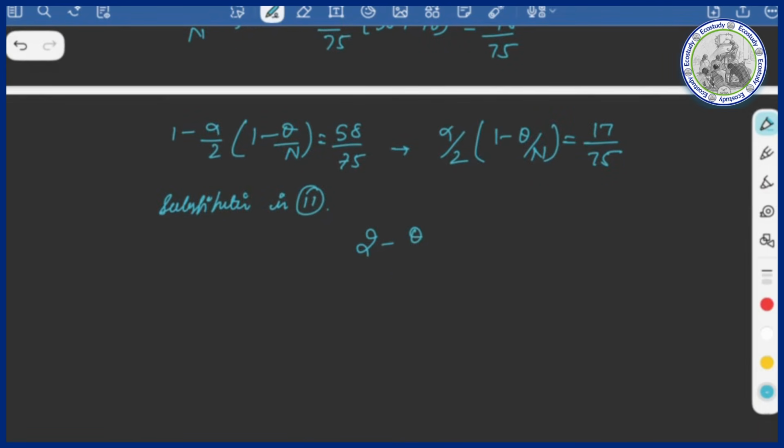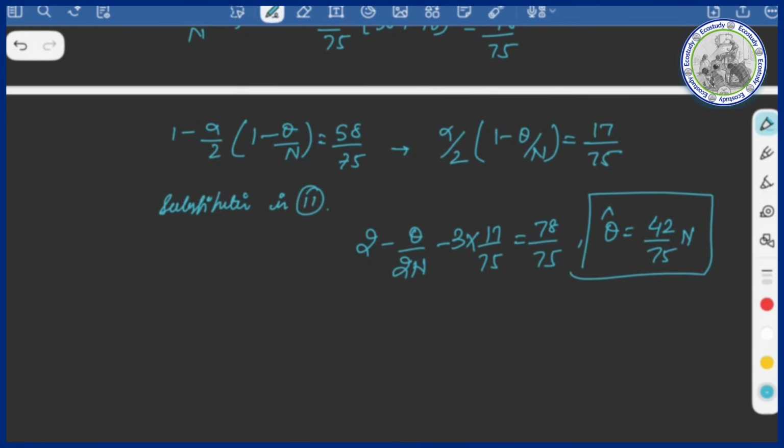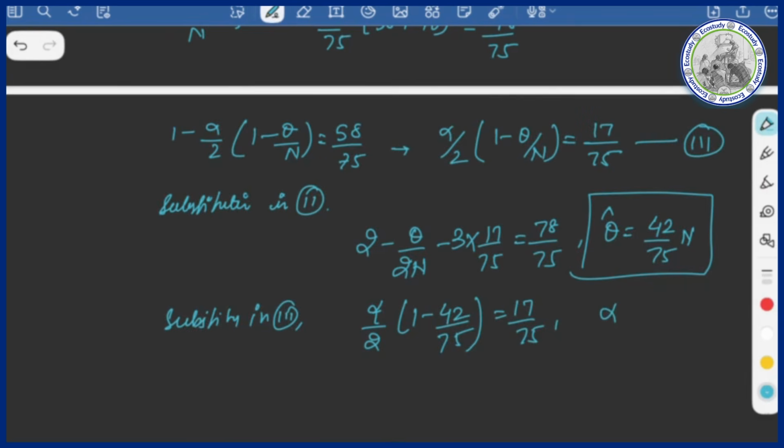You get 2 minus theta upon 2n minus 3 into 17 by 75, equal to 78 upon 75. So from here theta is what? 42 upon 75n. It is the estimate of theta. And this is your equation number 3, and substitute it in equation number 3. What will you get? Alpha upon 2, it is alpha into 1 minus 42 upon 75 is equal to 17 by 75. So from here you will get the alpha value, 34 upon 33.